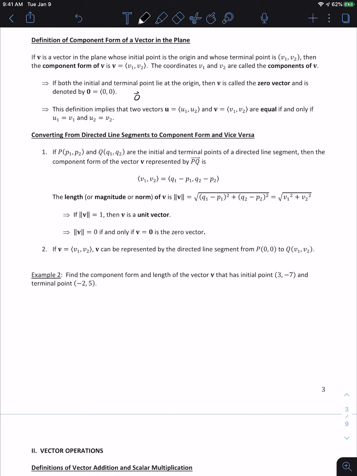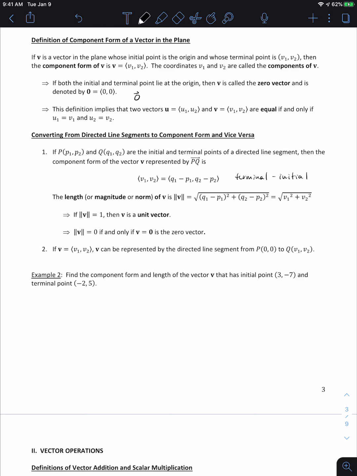Okay, so the question is, if I give you 2 points randomly, how do you write that vector in component form? Well, basically what you're going to do here is take the change in x, but I shouldn't say x, the change in the first coordinate and the change in the second coordinate, right? So this is always going to be the terminal minus the initial. If I have 2 points, I just take the terminal first value minus the initial first value, and then the terminal y value or second value minus the initial y value or second value. So it's terminal minus initial.